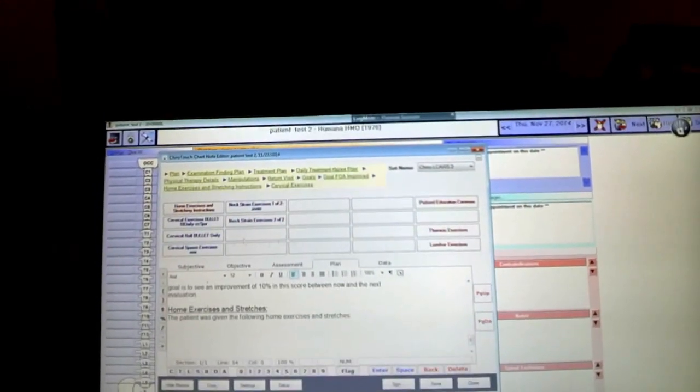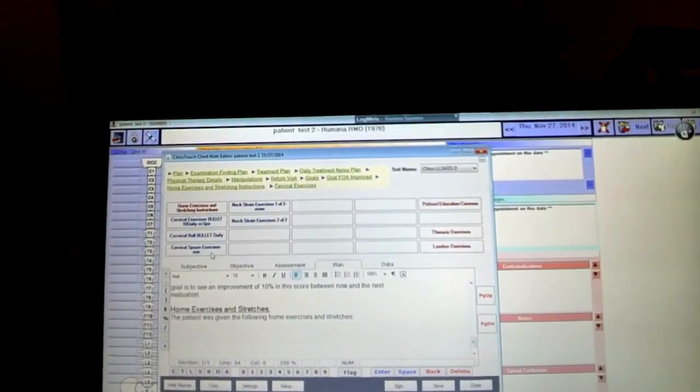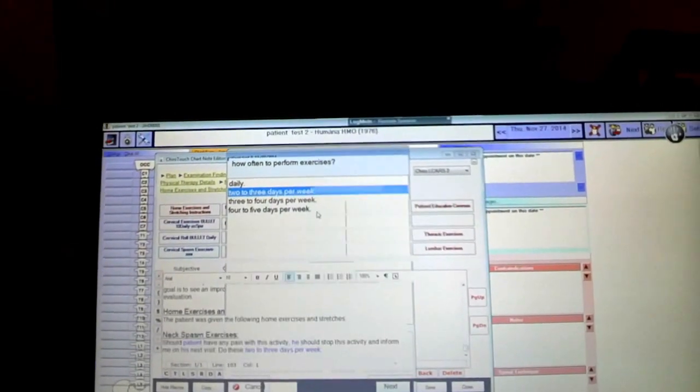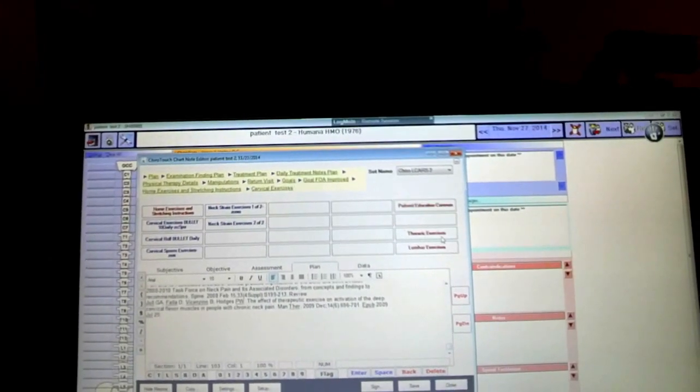Home exercises we can go directly into by clicking the right, introducing home exercises. And for the cervical spine, we're going to do a series of cervical exercises. I'll do this one right here. 3 to 4 days a week. We're going to do 10 repetitions each.